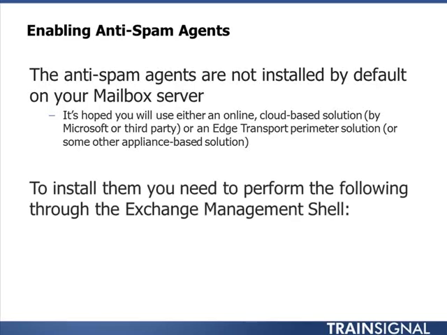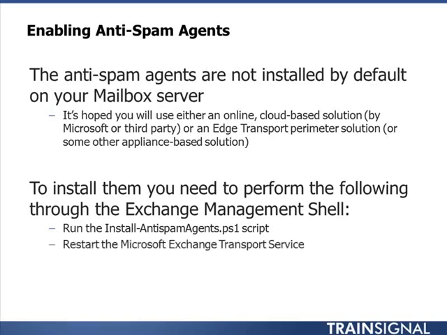So in order to enable the anti-spam agents, we need to run the install-antispamagents.ps1 script. Then we have to restart the Microsoft Exchange Transport Service, and we have to specify the internal SMTP servers in your organization. In our case with SpyTech Prime, we only have a single Exchange server, so we only have to specify that one SMTP server. And not to worry, you'll see this in action when we get to this in the scenario, because part of the scenario for SpyTech Prime is that we are going to enable the anti-spam agents.